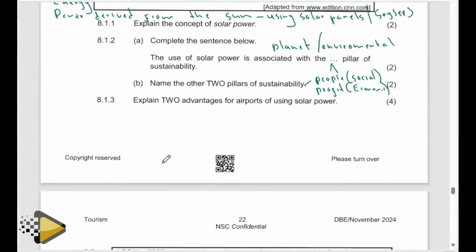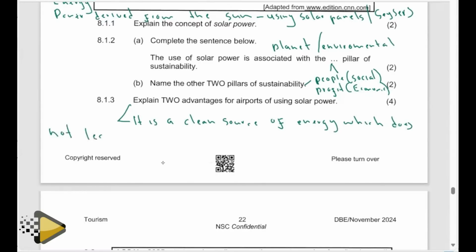Two advantages for airports of using solar power. All right, it is a clean source of energy. Energy which does not leave a carbon footprint on the environment.